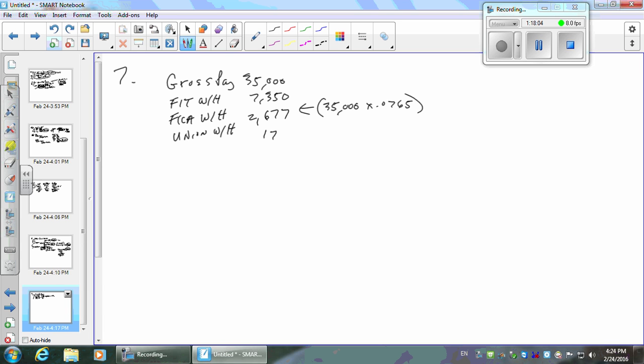Union dues 175. Okay, with help. So what's the net pay? This is going to be the cash we give them, right? Want to compute that for me? 35,000 less 7,350 less 2,677 less 175. Yeah, that's what we're going to pay our employees.